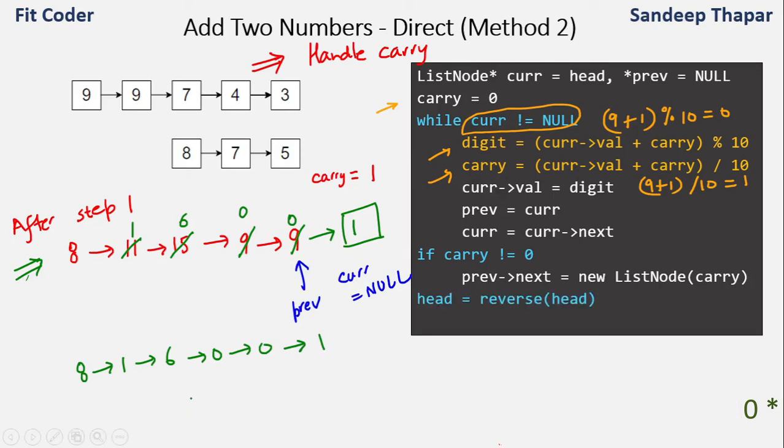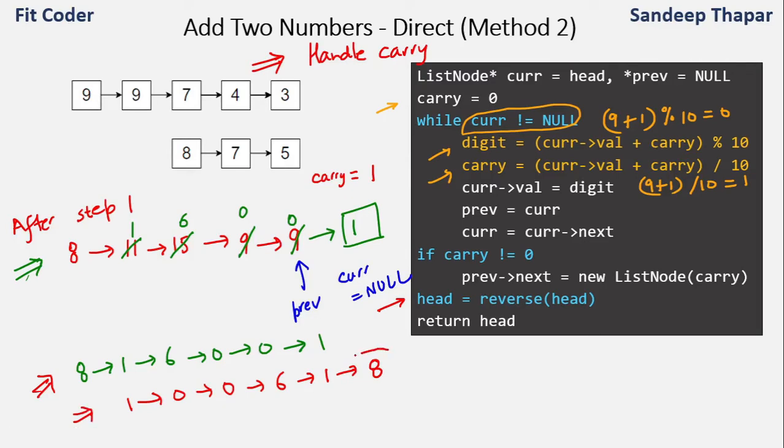The last step of this algorithm is that we need to reverse this output list. If we reverse this output list, we'll get 1, 0, 0, 6, 1, 8. The list that we obtain after reversing this output list is our final answer. On how to reverse the linked list, I have explained in my previous videos. We can reverse the linked list both iteratively and recursively. This can be done in order of n time and order of 1 space.